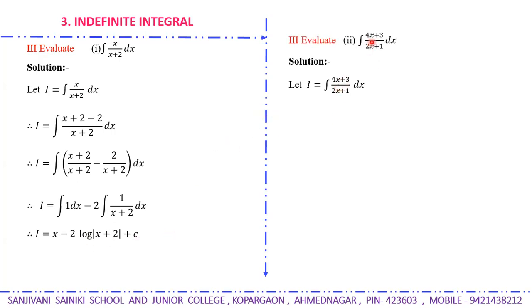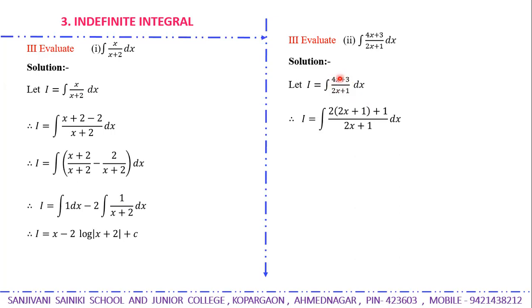Now the next example is 4x plus 3 upon 2x plus 1. So I is equal to the integral of 4x plus 3 upon 2x plus 1 dx. So I can write this 4x plus 3 as 2 times 2x plus 1 plus 1. So I write this numerator using the denominator. Now, how to write the numerator using the denominator, I will explain in the coming example. Here I am not going to explain it, but just look at this example.